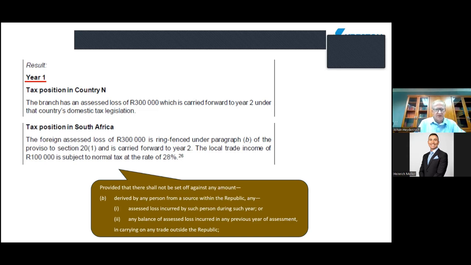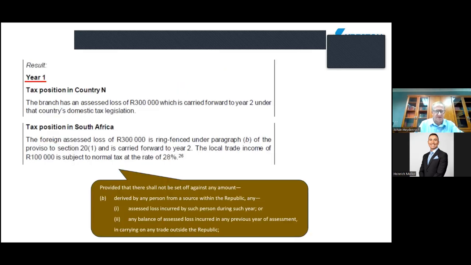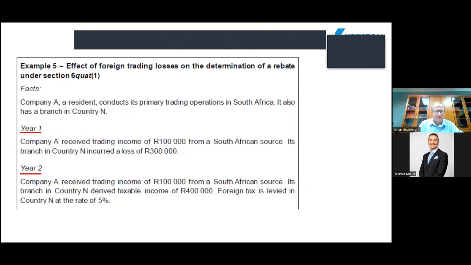So in year one, you're going to pay tax on the 100,000 Rand in South Africa. Okay. The foreign assessed loss of 300,000 Rand is ring-fenced under paragraph B of the proviso and is carried forward. The local trade income of 100,000 Rand is subject to normal tax at 28%. But the 300,000 Rand gets carried forward. So that is year one. Taxable income in South Africa, 100,000 Rand, you're going to pay your 28% on it. The 300,000 Rand gets ring-fenced and carried forward to the next year.